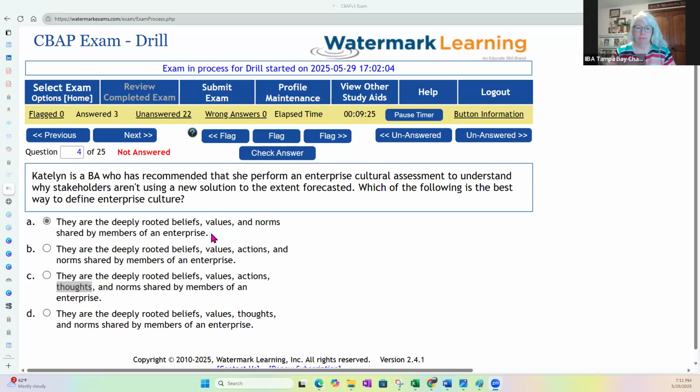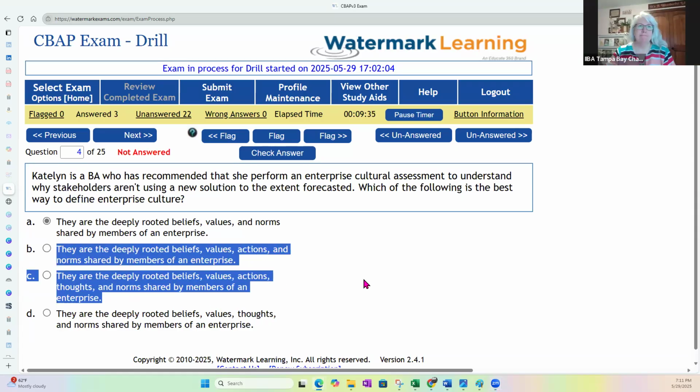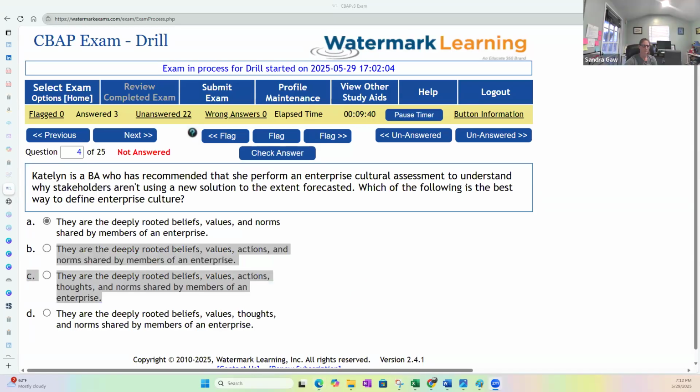Anybody think different? This action sounds weird, and it's in B and C. That's why I eliminate that. And thoughts. Anybody else for A? Well, they are very similar and very difficult. I mean, generally, deeply rooted beliefs, values, and norms also ultimately lead to actions. But thoughts lead to actions. You're right. But this is a quote out of the BABOK. Yeah, but which one is correct according to BABOK? I don't know. Okay.